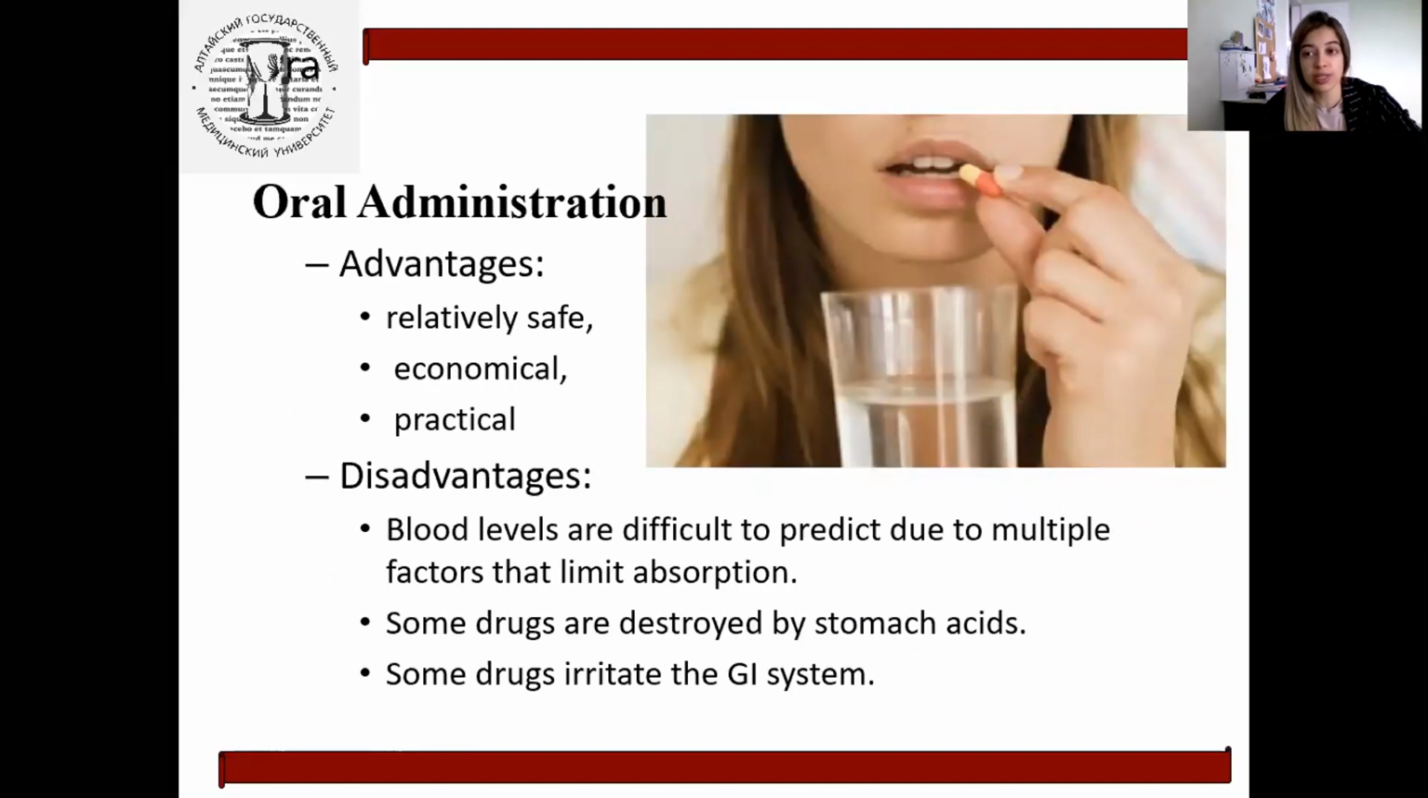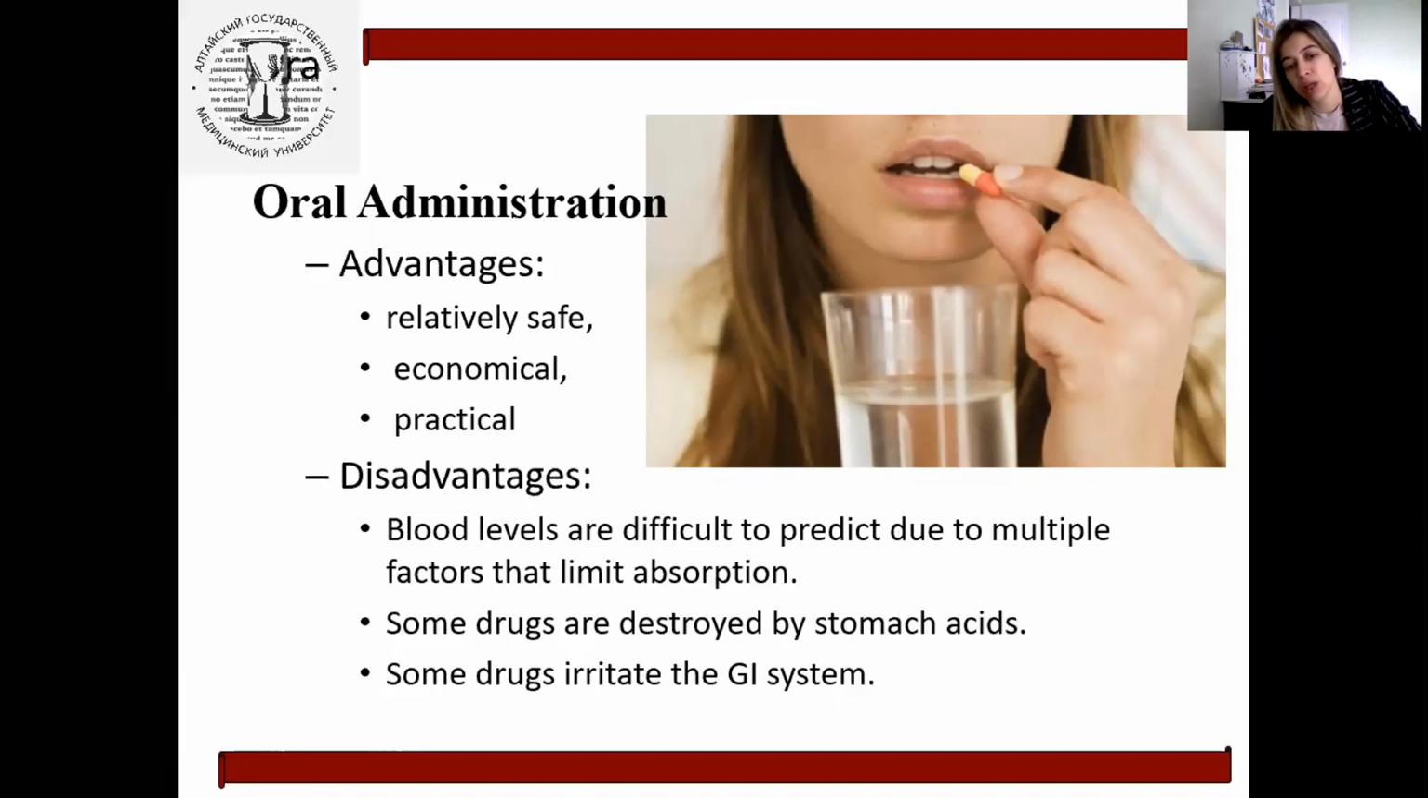Oral administration, as I said, is the most popular. Why? Because it is relatively safe, it doesn't injure the body membranes or skin. It is economical. You don't have to spend extra money on a syringe or something. It is practical because it is easy. The patient can just take it without any special help.